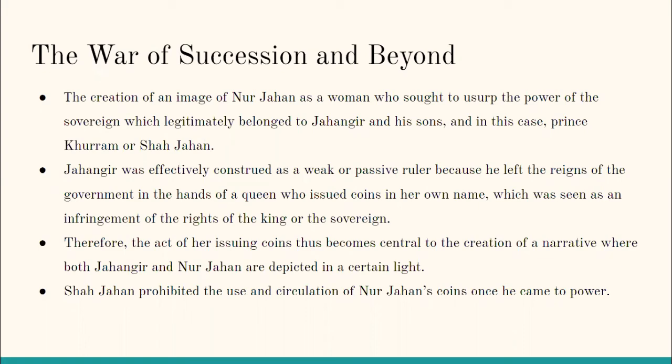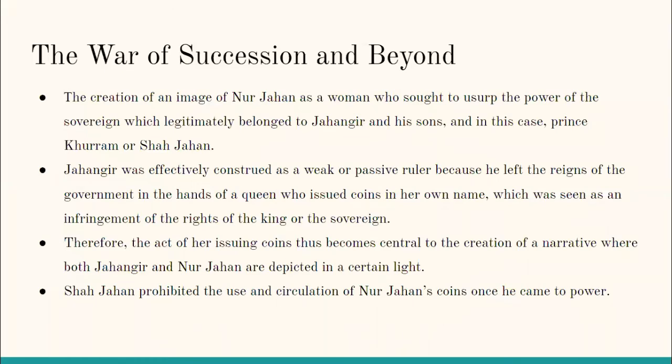I'll just briefly give you all a background of the War of Succession and how the different narratives came to be built around Nur Jahan and Jahangir. When Jahangir's health deteriorated towards the end of his reign, a lot of anxiety mounted within the Mughal court as to who would succeed Jahangir as the next king. Now Nur Jahan had a daughter by her former husband, Sher Afghan, Ladli Begum. And Nur Jahan tried to marry Ladli Begum to the future kings. That is how she tried to control and manipulate the politics, especially during the War of Succession.